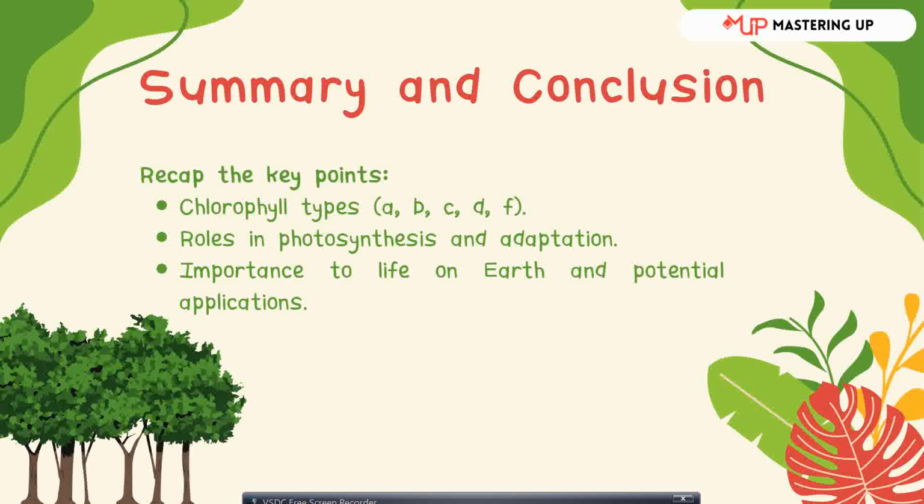Now the summary and conclusion. We have discussed the types of chlorophyll, that is A, B, C, D and F. Before that we studied what chlorophyll is and why we need to study the types of chlorophyll. Then we studied the chlorophyll types A, B, D and F. And then we studied the role of these chlorophylls and their adaptations. Then we studied the importance to life on earth and potential applications of chlorophyll. And then we studied different special types of chlorophyll that are also present.